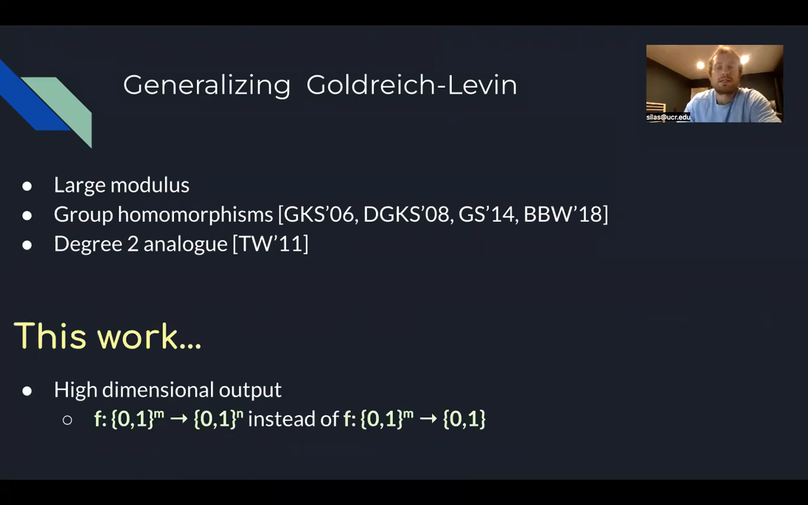In this work, we're going to generalize to the case of high-dimensional output. So we're going to look at functions which take m bits of input and have n bits of output, and we're going to prove Goldreich-Levin type theorems for these functions.